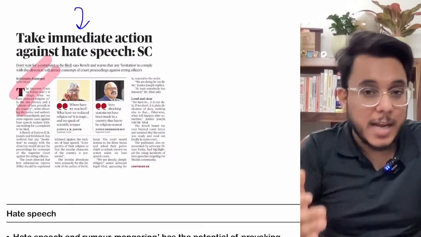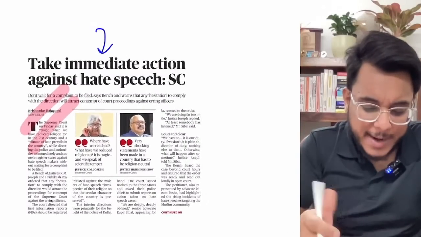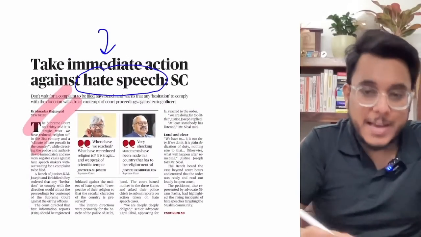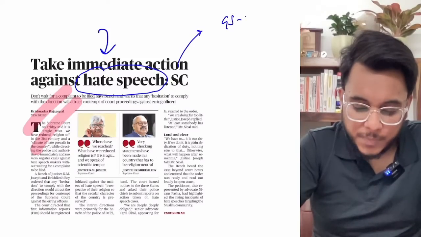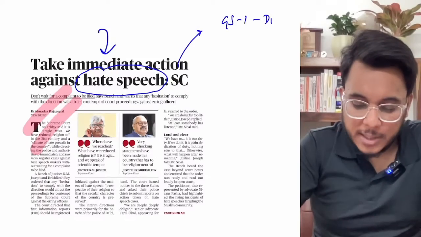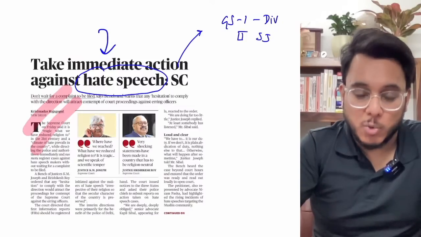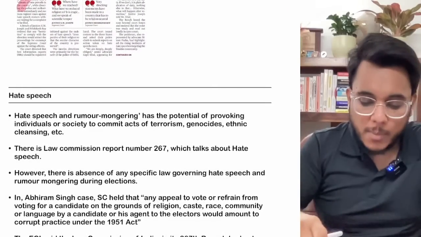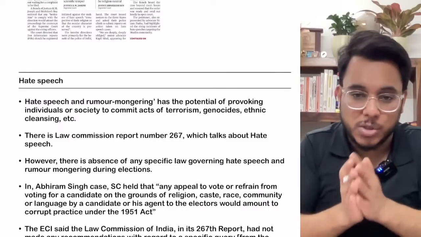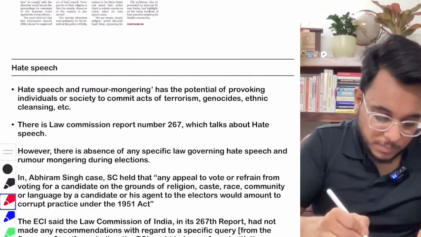Okay, we'll come to that, but before that, when we talk about hate speech, this topic becomes very important for GS paper number 1, the threats to diversity, as well as GS paper number 2, social justice. Now guys, when we talk about hate speech, let's discuss some of the points that can be used in the examination directly.